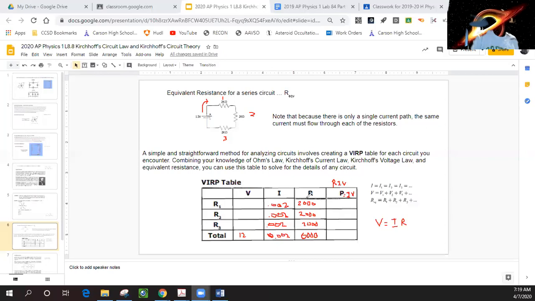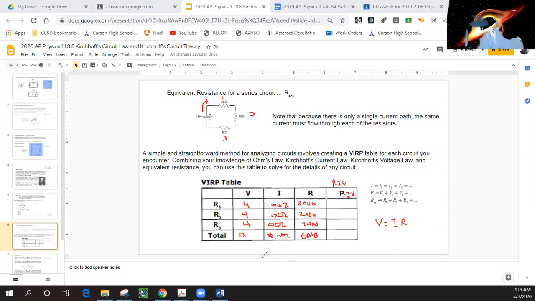Now we can fill out this column by using Ohm's law. Voltage is equal to I times R. So 0.002 times 2,000 gives us 4 volts here, 4 volts here, 4 volts here. And using Kirchhoff's voltage law, 4 plus 4 plus 4 equals 12. Now over here, power is equal to I times V. Here we have an I and we have V here, so we can just multiply straight across, I times V.